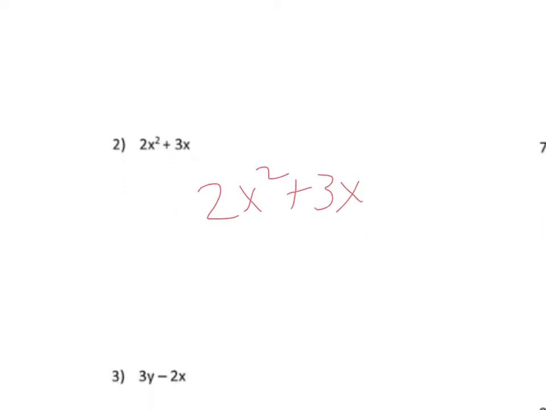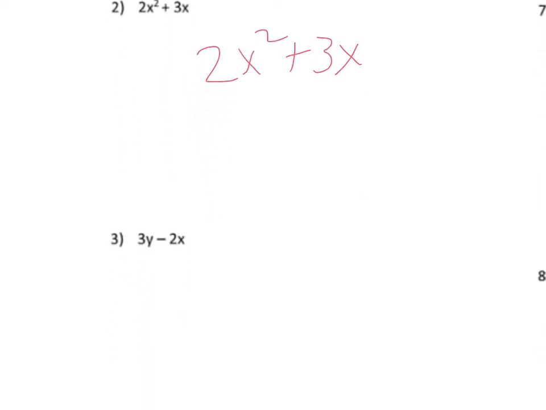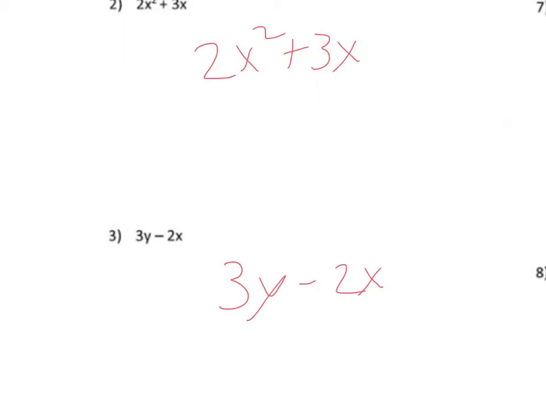So one more example here. 3y minus 2x. We see that they're not the same, therefore we can't do anything. So leave it as 3y minus 2x. Simple enough. So now let's get into our radicals.